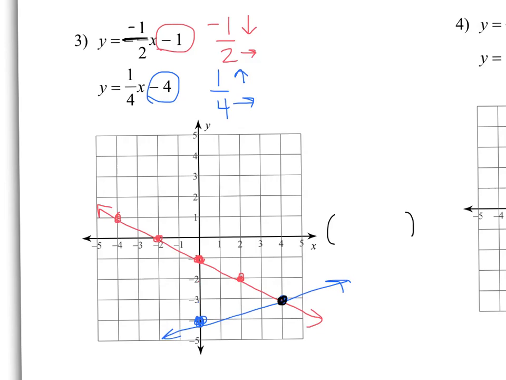Again, I list my coordinate points. I have to go on my x-axis, which I'm highlighting. I've got to go over to 4, and on my y, I have to go down 3. So I've got an x of 4 and a y of negative 3.